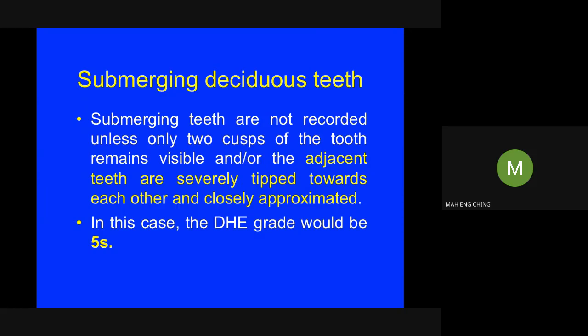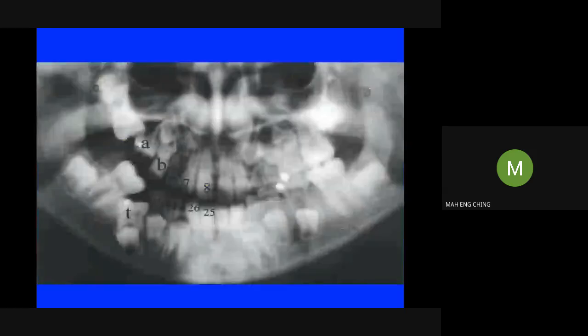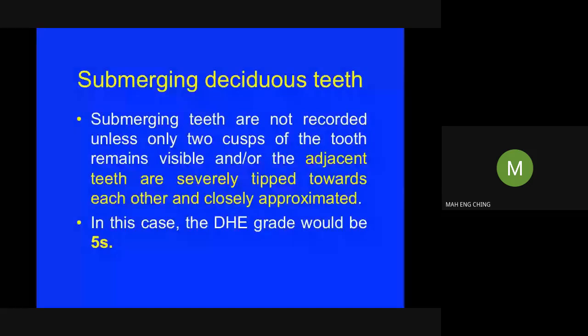Then consider 5S. So the adjacent teeth are severely tipped towards each other. It means one is submerged, then the adjacent tooth will tip into the space, then they consider 5S. Doesn't mean they are a little bit submerged, then you consider 5S. So you have to go for the definitions. So usually the simple one, we just tell them whether they are submerged below the contact point. If they're below the contact point, then most probably the adjacent tooth will tip into the space. Then they will give you the 5S. If they're above the contact point, then most probably the adjacent tooth is not tipping into the space. Then they're not considered 5S. That's how I grade them easily.